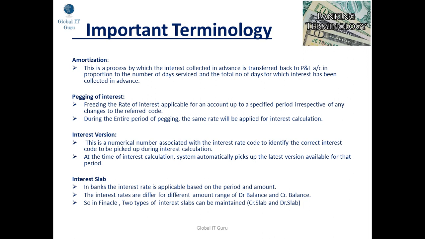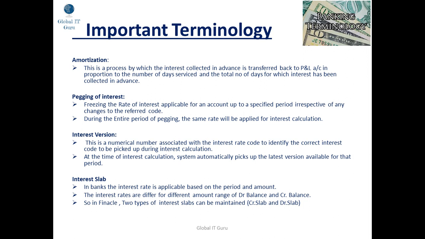Next we have interest version. This is a numerical number associated with the interest rate code to identify the correct interest code to be picked up during interest calculation. At the time of interest calculation, the system automatically picks up the latest version available for that particular period. Actually, this terminology we have in the core banking application Finacle. So just for your reference, in Finacle you will be able to get all these fields in the application. If you go for any parameter setup or any kind of thing, you'll be able to know there.